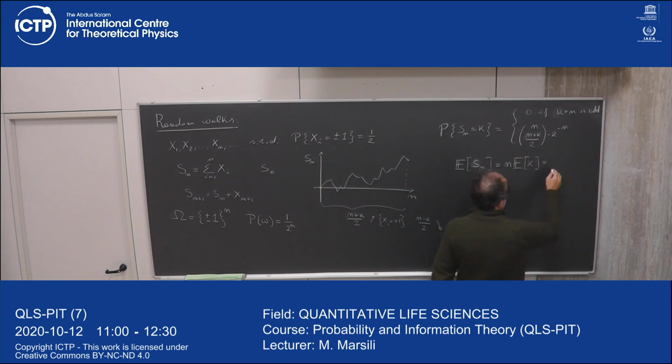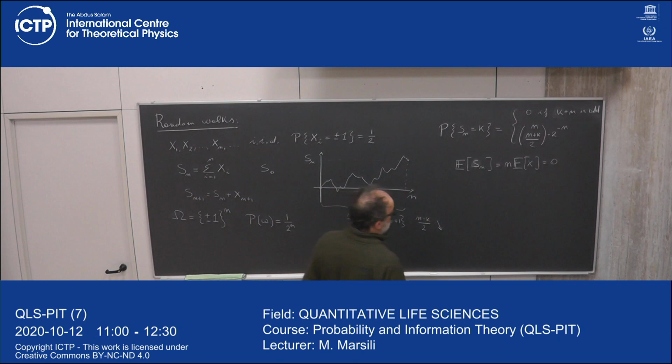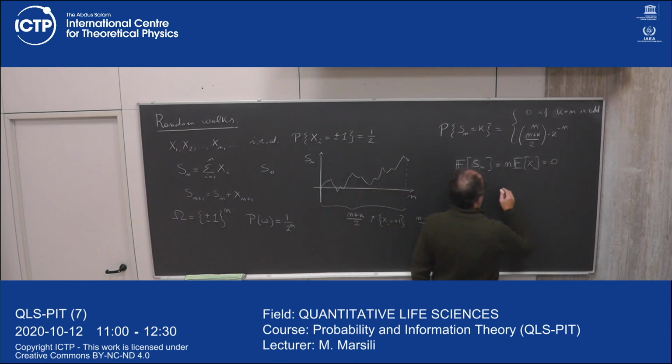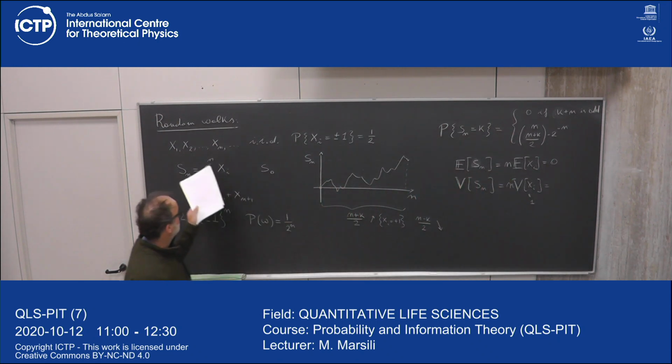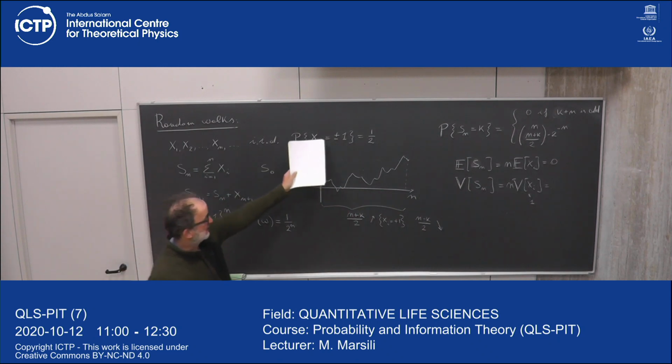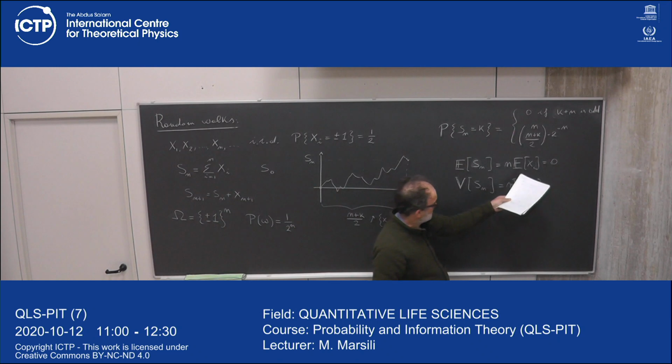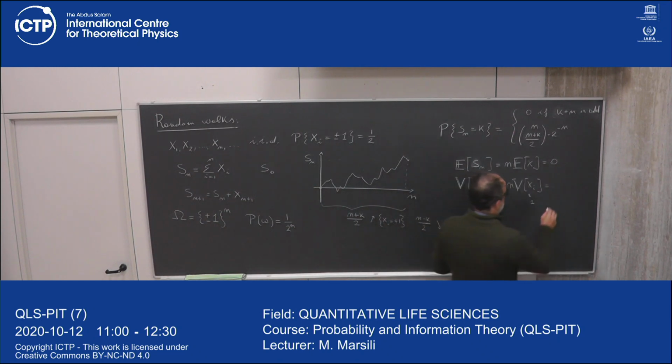And this is equal to 0 because the expected value of xi is equal to 0. Whereas the variance of Sn is n times the variance of the xi, and the variance of the xi is equal to the expected value of xi squared, which is 1 because xi are plus or minus 1, minus the expected value of xi squared, which is 0. So this is just equal to n.